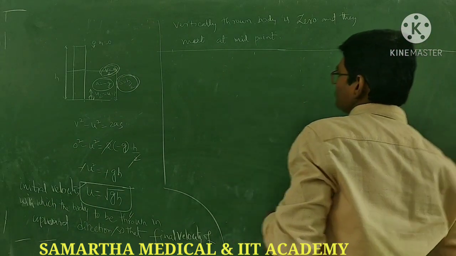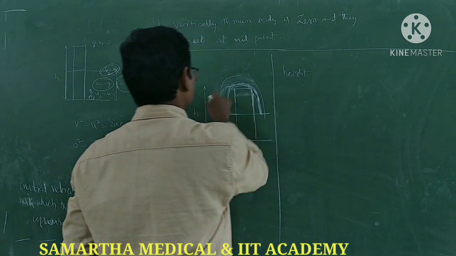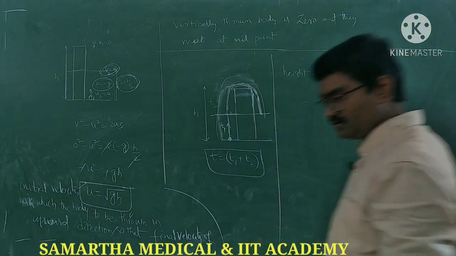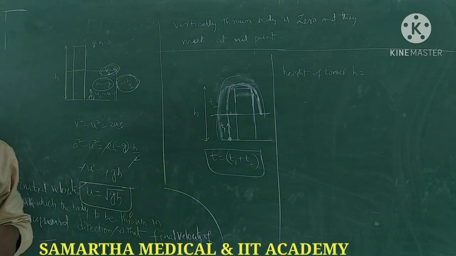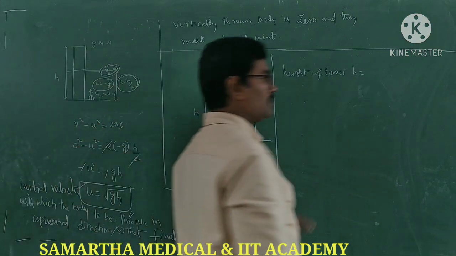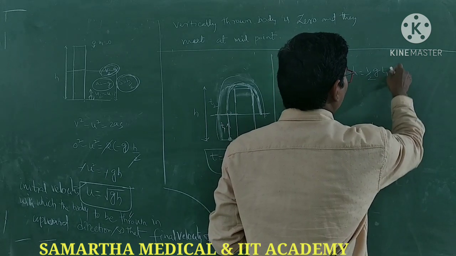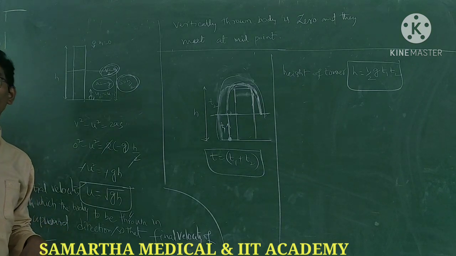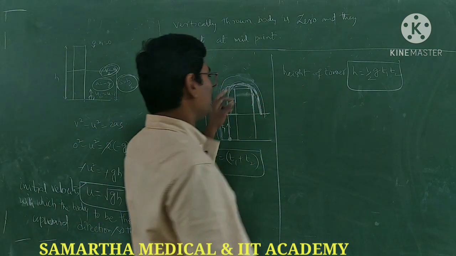Another one. Height of the tower. What is the formula? H is equal to, normally what will you say? Half gt square, a general formula for height. So for a freely falling body, half g t square. Half g into t square can be written like t1 t2, since t1 into t2 is t square. So half g t1 t2 is the height of the tower.